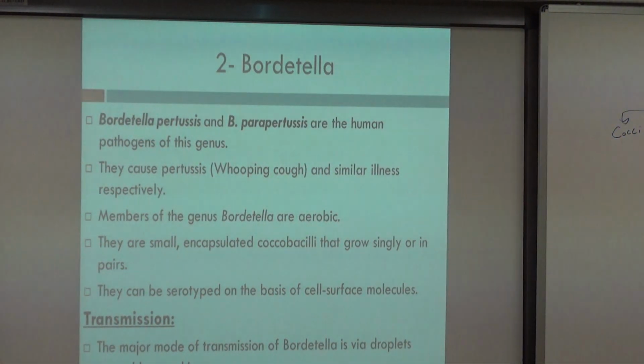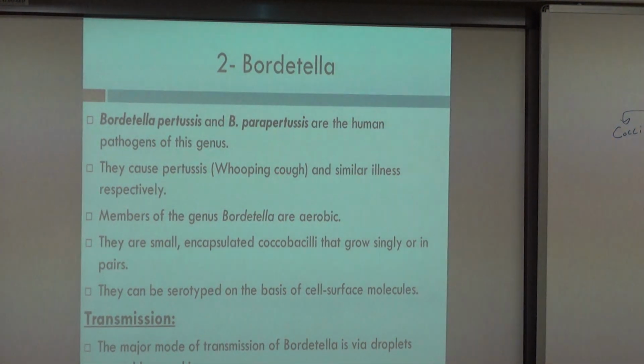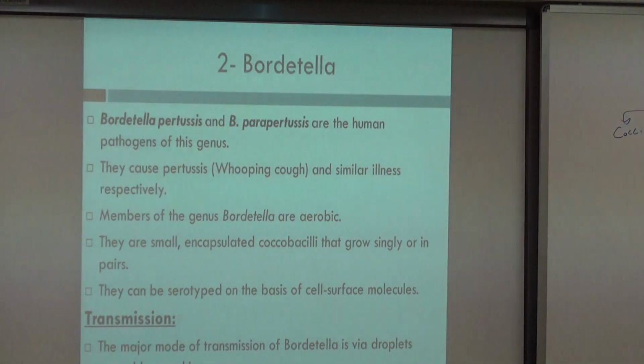The second example of aerobic gram-negative bacillus is called Bordetella, and Bordetella involves different species. The most important species that we have is Bordetella pertussis, or B. pertussis, one of the most common human pathogens of this genus. Pertussis is connected with a very common infection called whooping cough, and other infections like parapertussis, Bordetella parapertussis. It is similar to whooping cough also, but slightly different from pertussis.